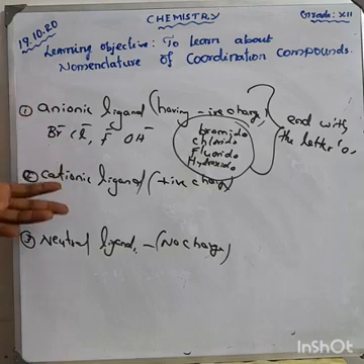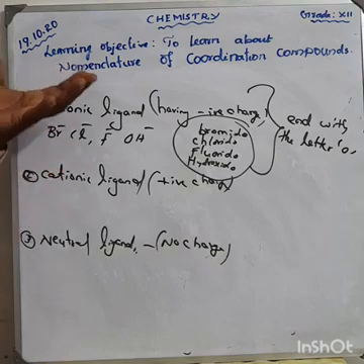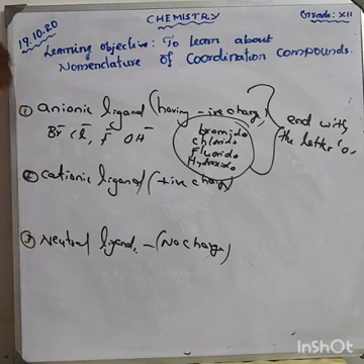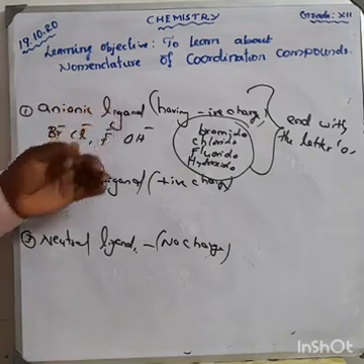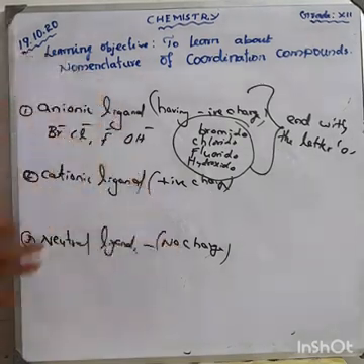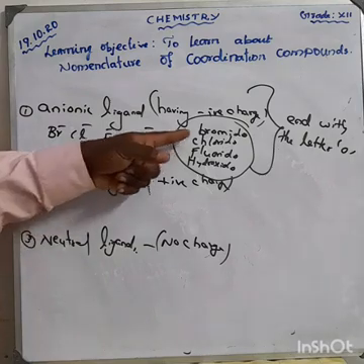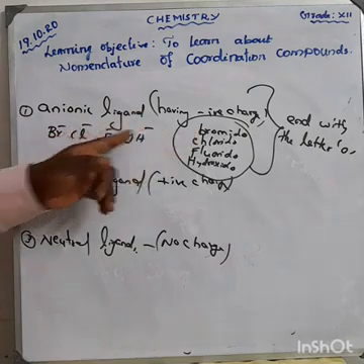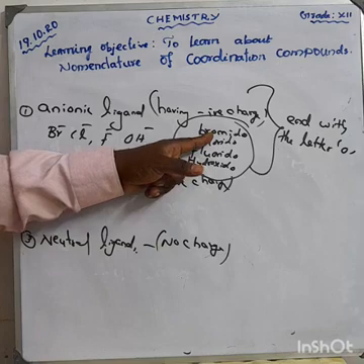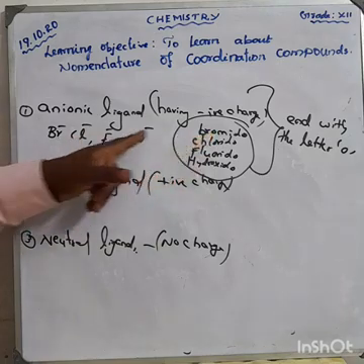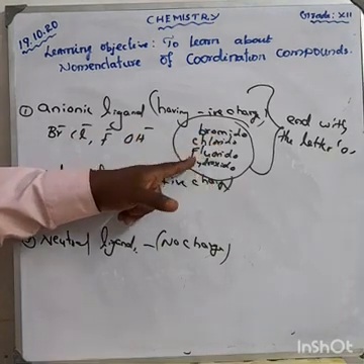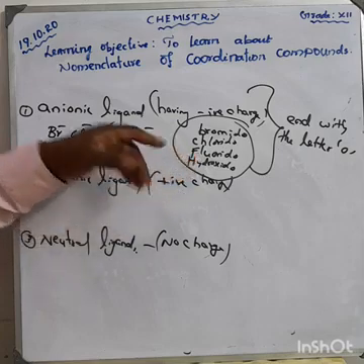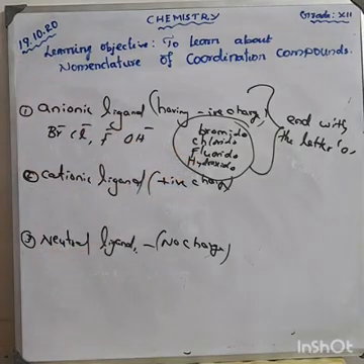What about the anionic ligand? These are the ligands ending with the last letter O. Can you say an example? Bromine ion, we are giving bromido. Chlorine ion, we are giving chlorido. Fluorido. Hydroxido. Like that, ends with O. These are called anionic ligands.